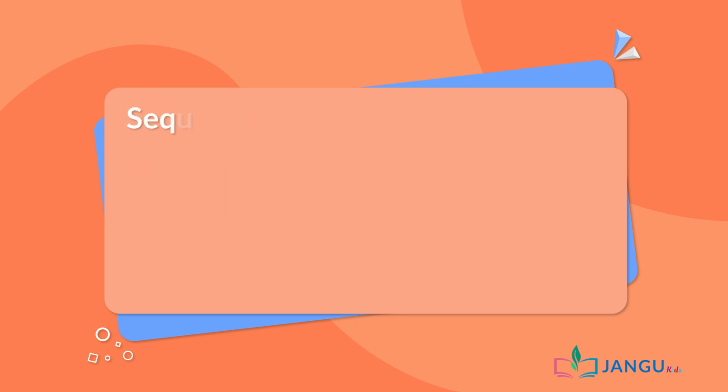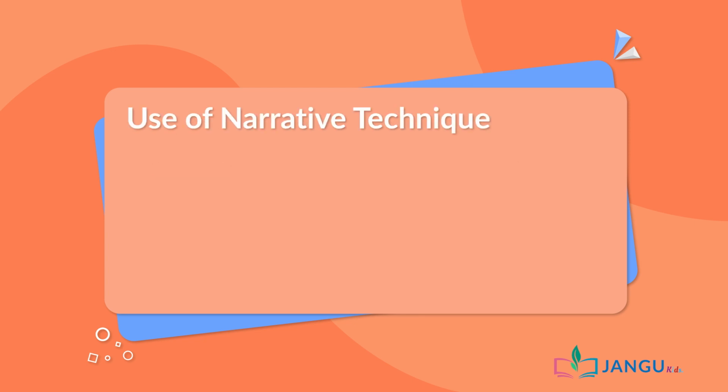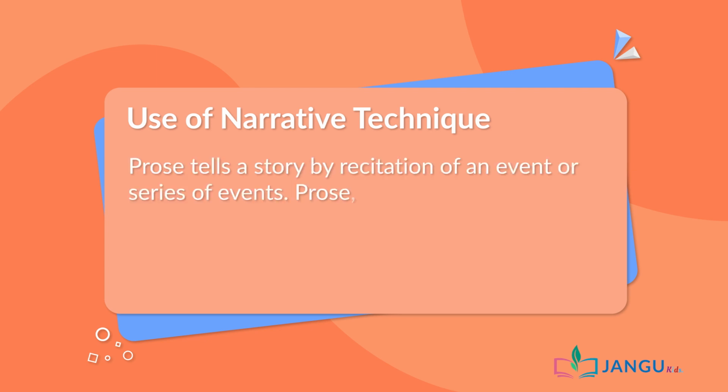Next, we have sequence. Prose is made up of incidents that are organized in a chronological order. In prose, there could be a series of events unfolding in a manner organized by the writer. Use of narrative technique. The technique employed in prose is that of a storyteller. Prose tells a story by recitation of an event or series of events. Prose, rather than showing, explains or narrates an event.